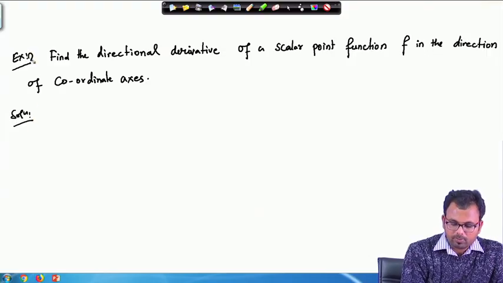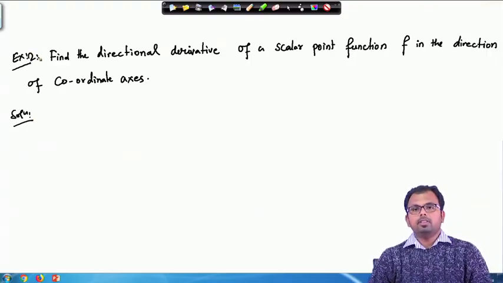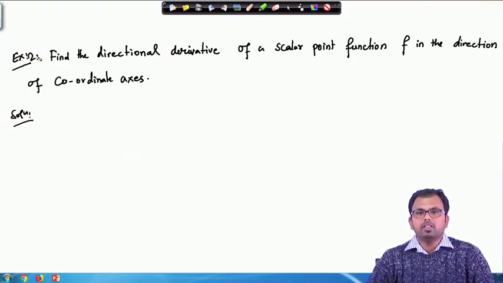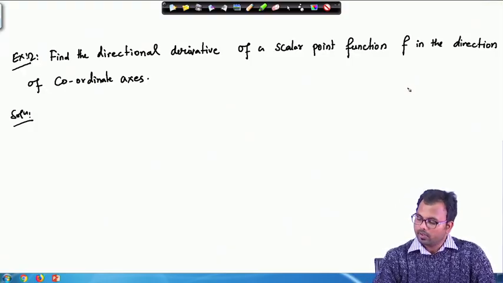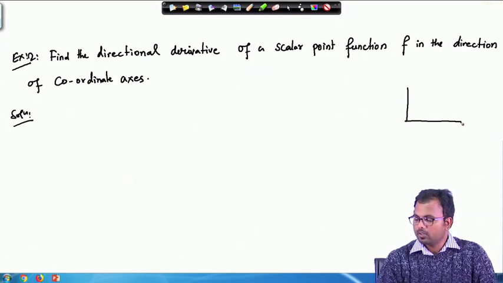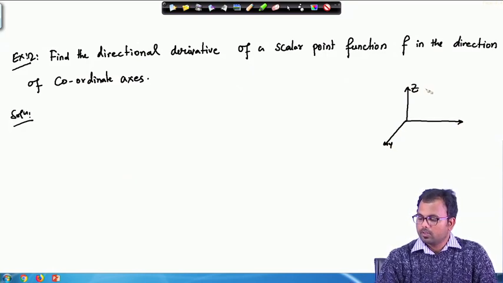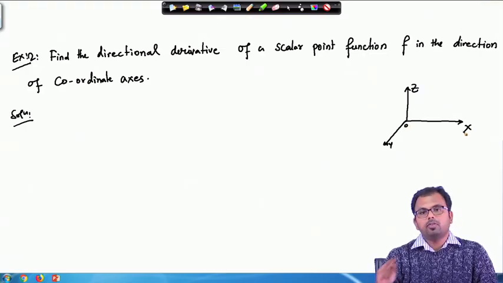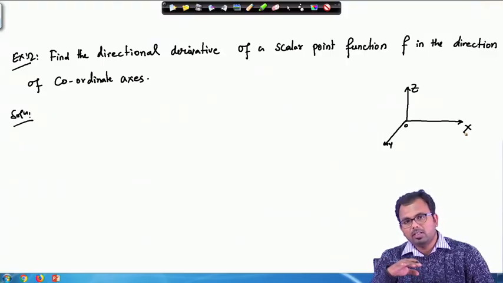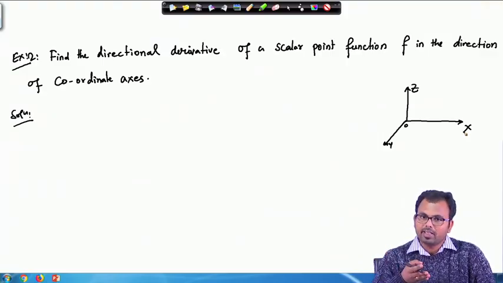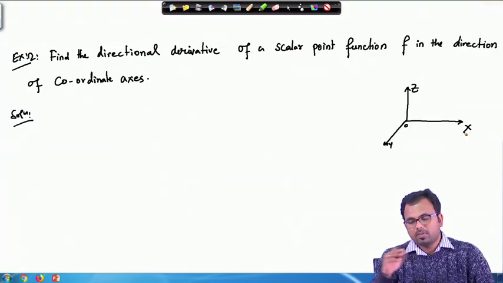So, this is our example 2. It is also a very interesting example. We have to calculate the directional derivative of a function f in the direction of coordinate axes. So, if I draw my coordinate axes, this is x axis, this is my y axis and this is z axis, right. So, we have to calculate directional derivative in the direction of x axis, in the direction of y axis and in the direction of z axis.